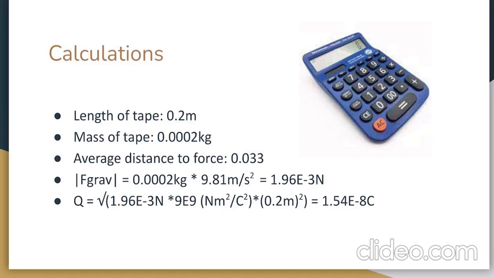Now we'll be performing calculations. The length of our tape is 0.2 meters, and the mass is 0.0002 kilograms. The average distance to feel the force is 0.033 meters. Our first calculation is the force of gravity, which is mass times acceleration, which gives us 1.96 times 10 to the negative 3 newtons. And we use this to compute our Q, which is 1.54 times 10 to the negative 8 coulombs.